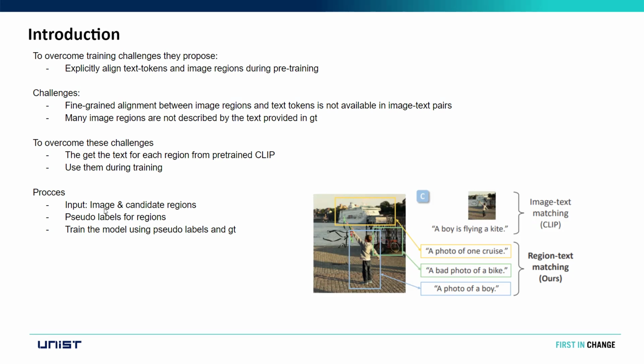So the rough overview of their method is that for each region of the image provided by some backbone, they get the text using pre-trained CLIP and save it as a pseudo label for each region, and then train their model using this. Okay, we'll go deep into this later.